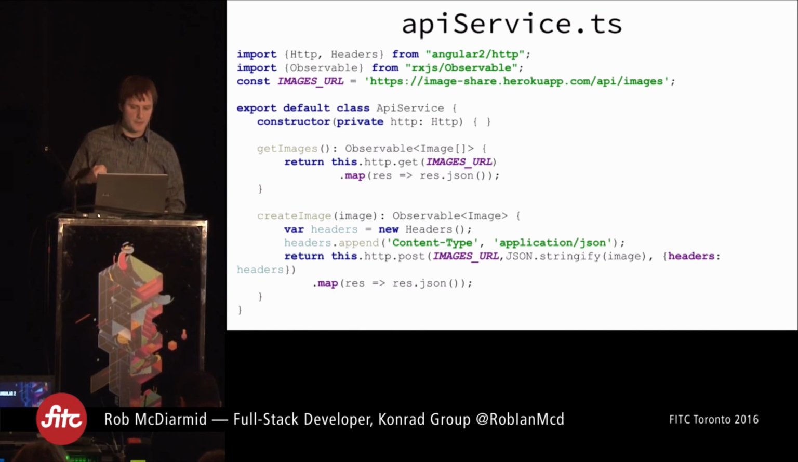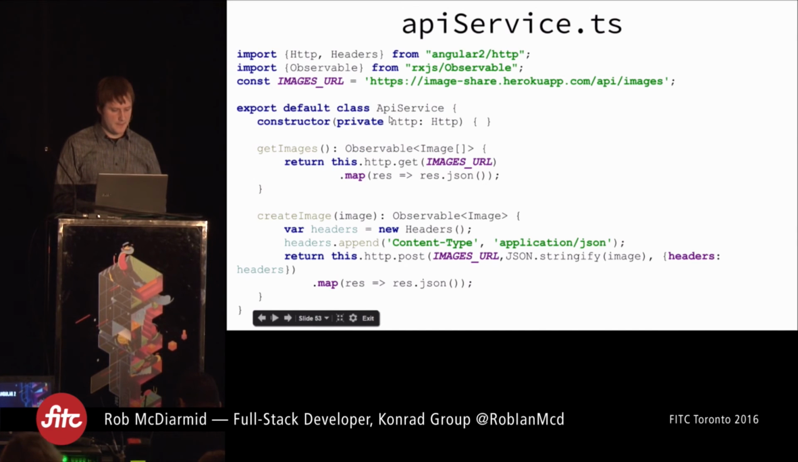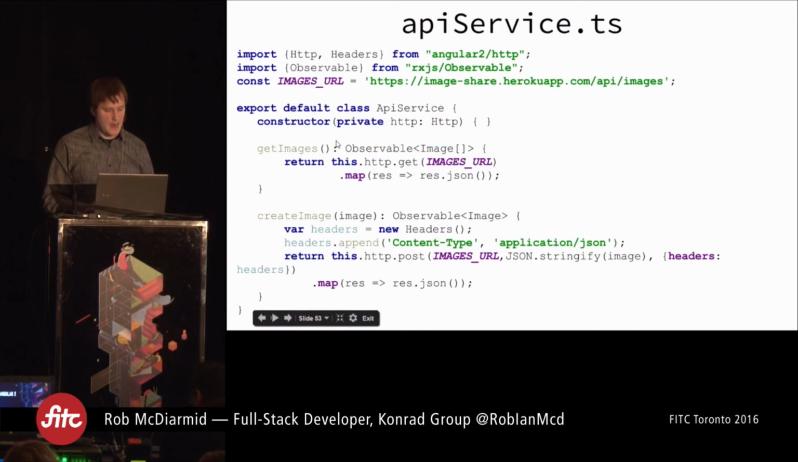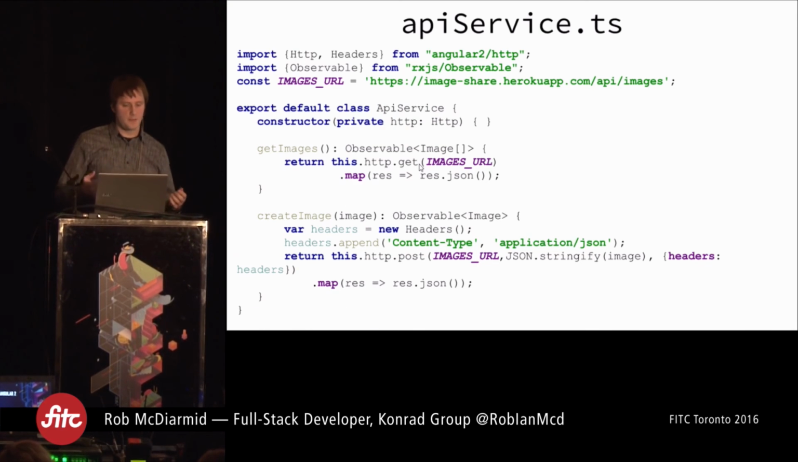Now, here's how I would rewrite my API service to use Angular 2's HTTP service. You can see I'm injecting it because it's named HTTP, and that's what I called it when I registered this HTTP service here. And now http.get returns me an observable instead of returning a promise. So in this simple example, they're pretty similar. I'm going to use .map instead of .then.